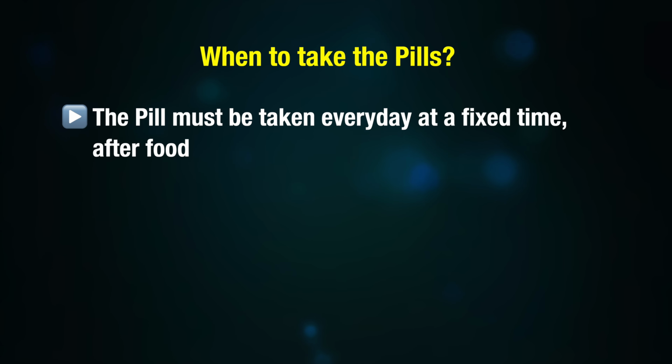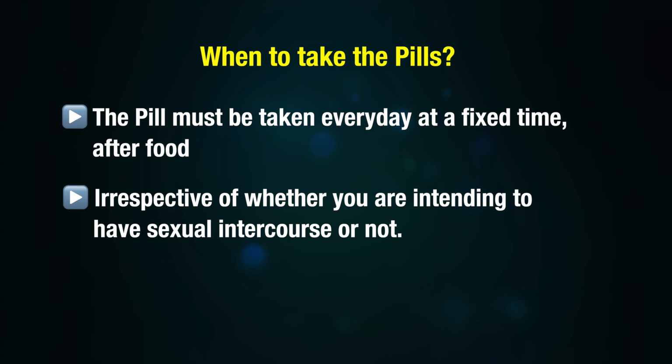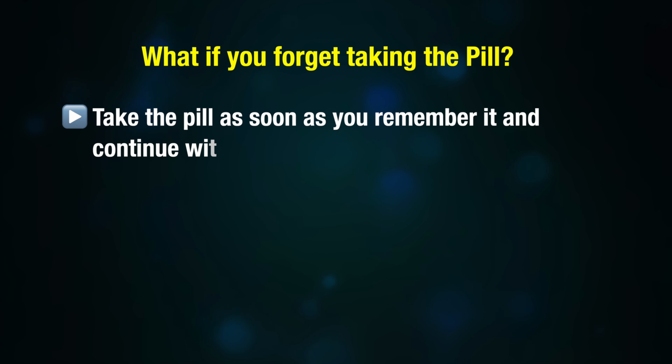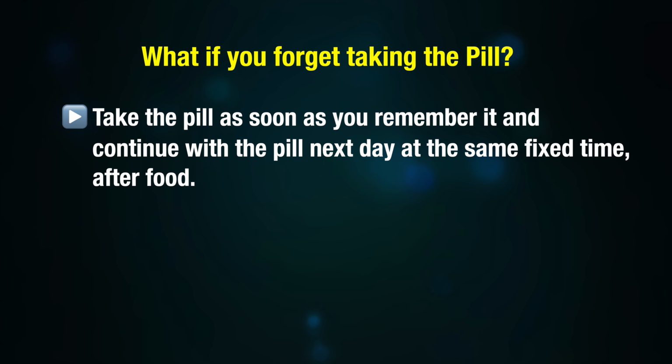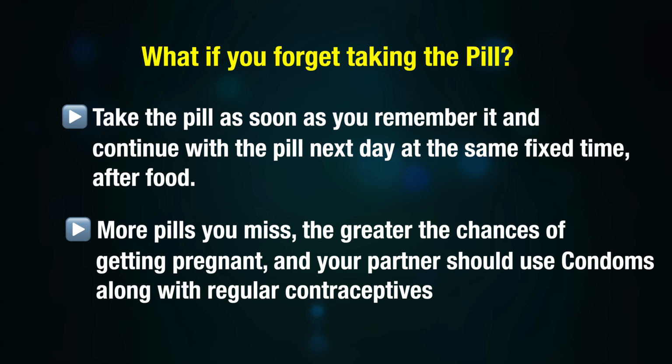The pill must be taken every day at a fixed time after food, preferably before going to bed at night, irrespective of whether you are intending to have sexual intercourse or not. In case you forgot to take the pill, then take it as soon as you remember it, and the next day at the same fixed time after food. The more pills you miss, the greater the chances of getting pregnant, and your partner should use condoms along with the regular contraceptives.